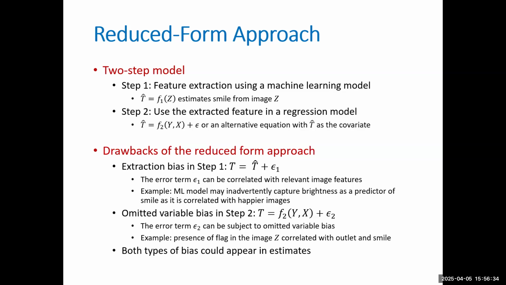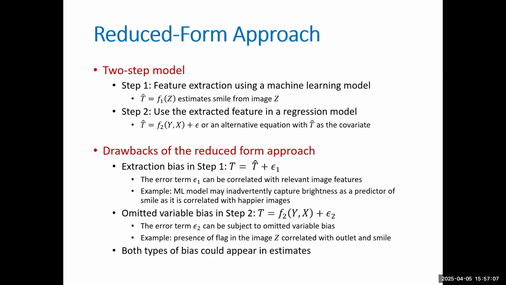First, this approach has an issue that is characterized as extraction bias by Maxwell and Malik. The concept is that there is going to be some error in your extraction, epsilon1, and this error could capture some other feature. Like it may inadvertently capture something like brightness, if brightness is correlated with more smiley images. And to the extent that it's correlated with the outlet, it's going to bias your estimate.